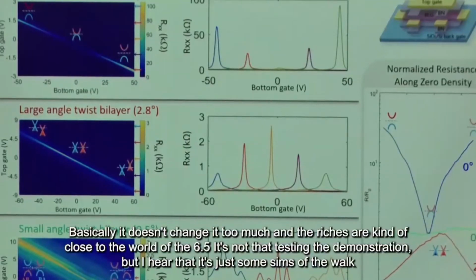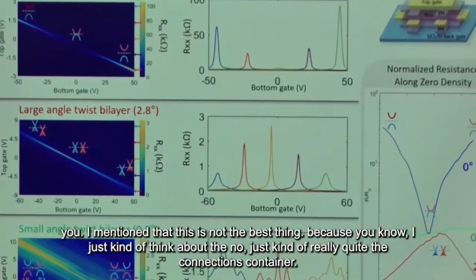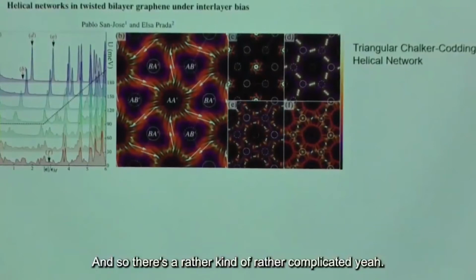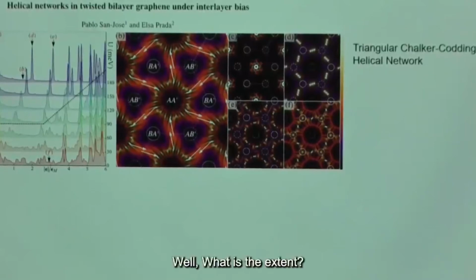Right? I mentioned that this is not fantastic because, in a sense, I just think about the equivalent sums and not really coherent connections between them. Indeed, theory tells us that if you just get another equivalent sum, a rather complicated pattern appears. What is the Rxx and Rxy when you live with the 2D network of the system?